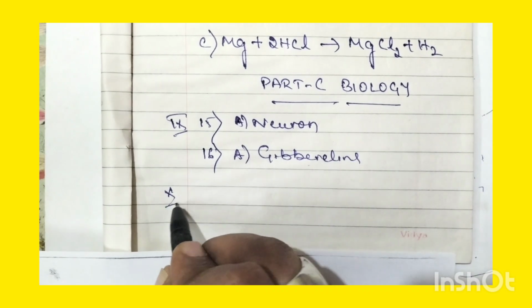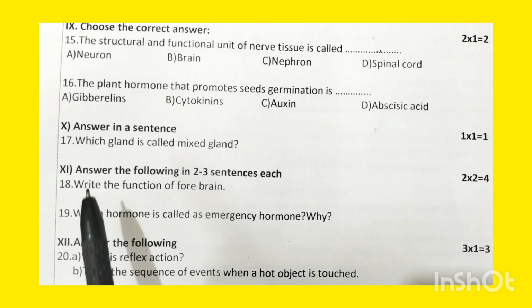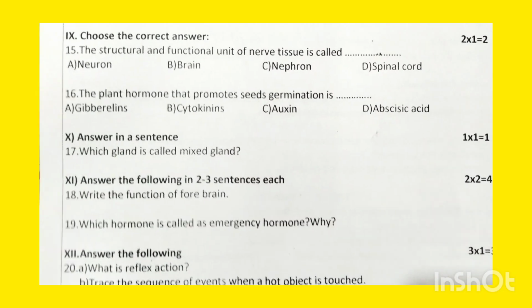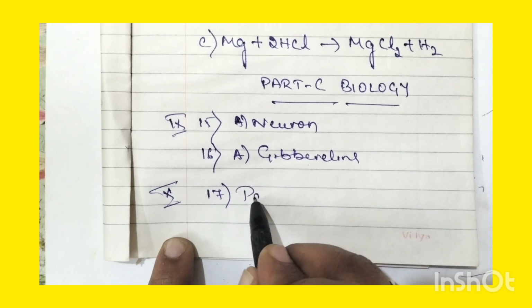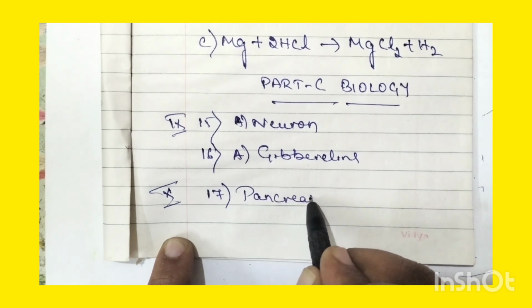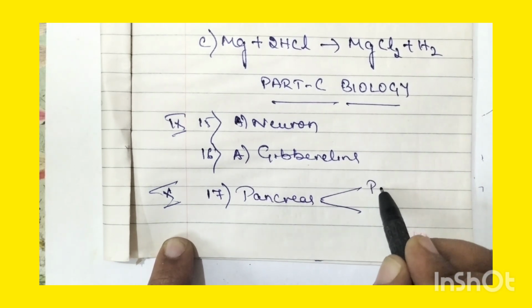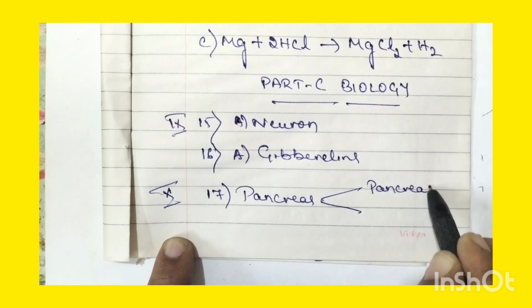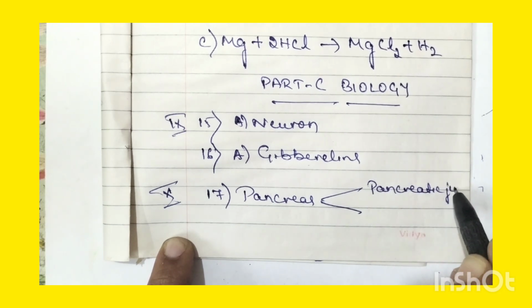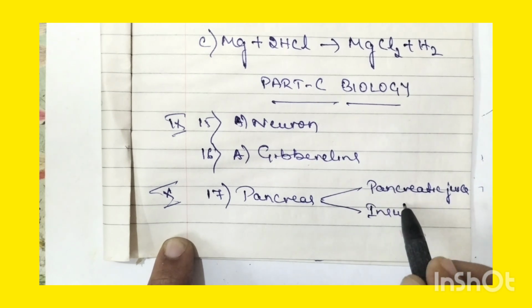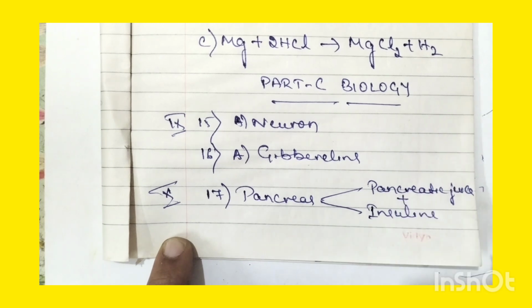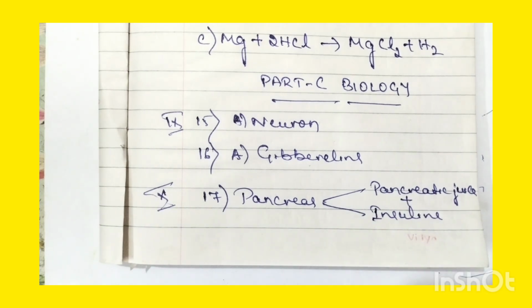Now let us move to the 10th mark. Which gland is called mixed gland? This is the 17th question. Pancreas is called a mixed gland because it secretes pancreatic juice, that is enzymes, as well as a hormone called insulin. Since it secretes juice as well as hormone, it is called a mixed gland.